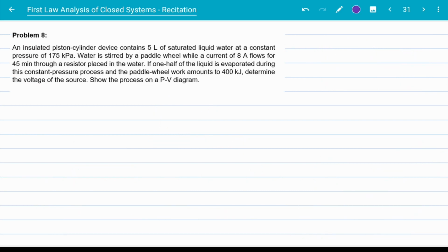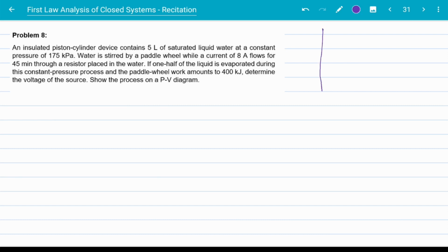Okay, problem 8. We have an insulated piston cylinder device that has 5 liters of saturated liquid water at a constant pressure of 175 kilopascals. Water is stirred by a paddle wheel while a current of 8 ampere flows for 45 minutes through a resistor placed in the water. If 1/2 of the liquid is evaporated during this constant pressure process and the paddle wheel work amounts to 400 kilojoules, determine the voltage of the source.